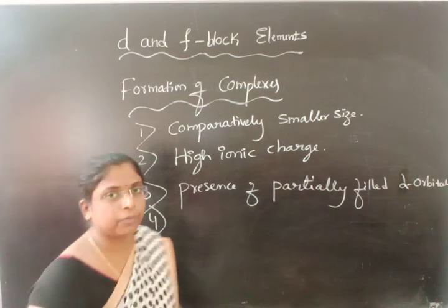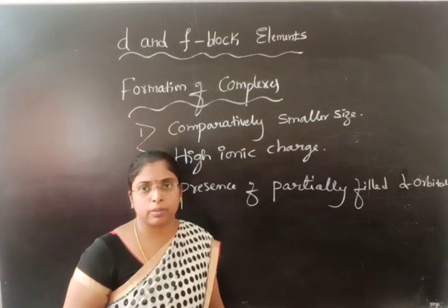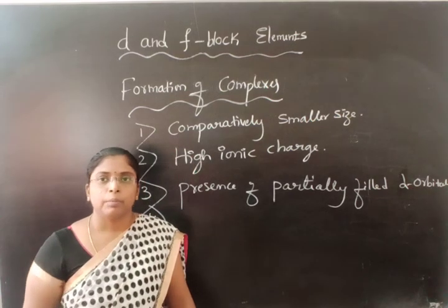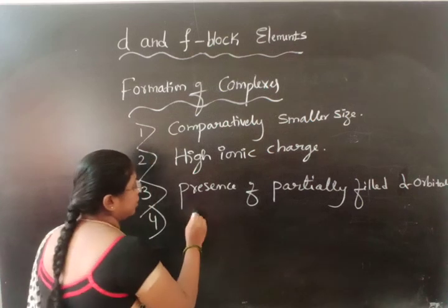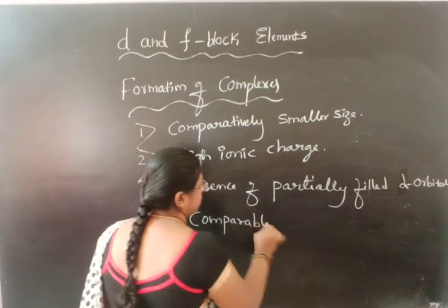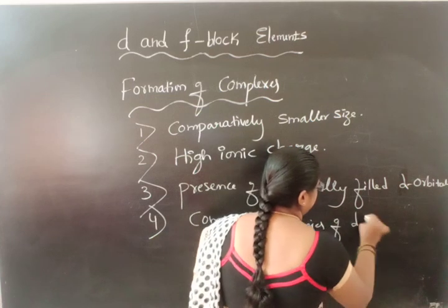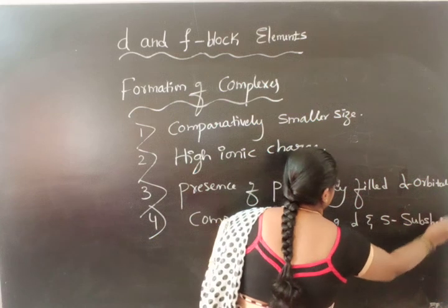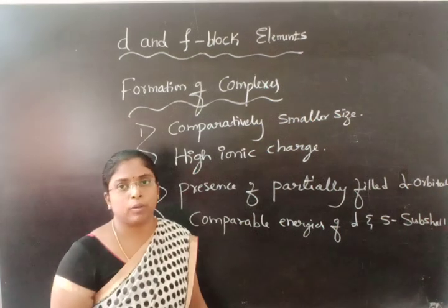Because of the presence of partially filled d orbitals, and the (n-1)d orbital as well as the ns orbital both have comparable energies, that is, similar energies of the d as well as s subshell. Because of all these properties, these d block elements generally form complexes.